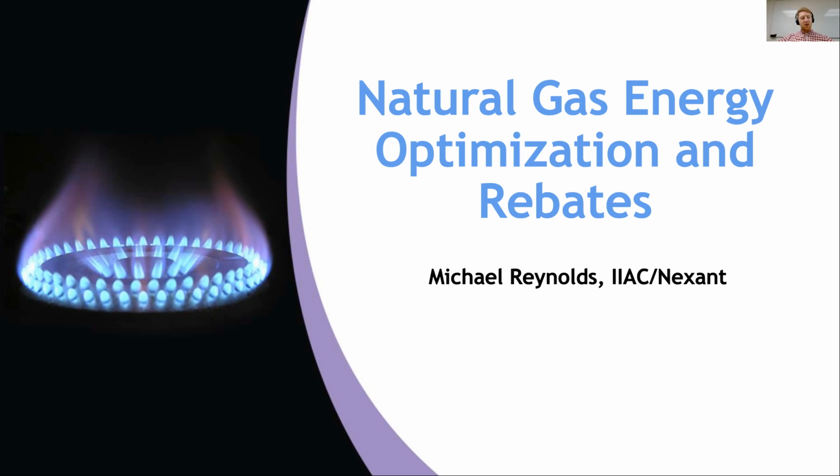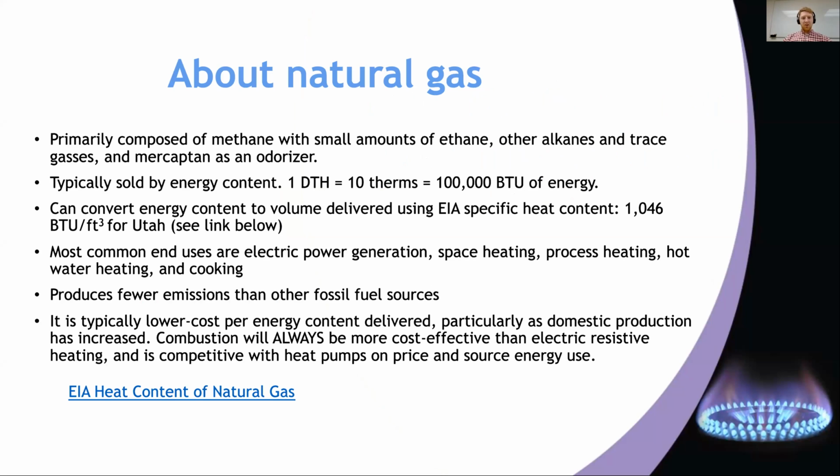But during my time at Nexant, I got to be very knowledgeable in this field of natural gas energy. We worked on a lot of natural gas projects, and so that's what I'll be sharing with you all today. So let's start talking about natural gas just in general. It's primarily methane. There are small amounts of ethane, other alkanes, and then there's a gas called mercaptan that is added as an odorizer. Otherwise, gas would be very difficult to detect if it was leaking, so they add something to alert people if there is a leak.